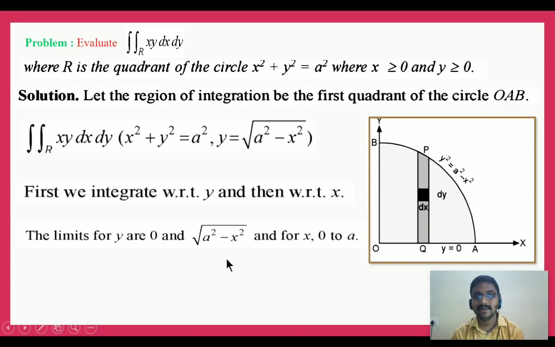Whenever we have the limits of the double integral, the double integral is easily evaluated. First we apply integration with respect to y. While integrating with respect to y, keep x as constant. x is treated as constant. Now the integration with respect to y.